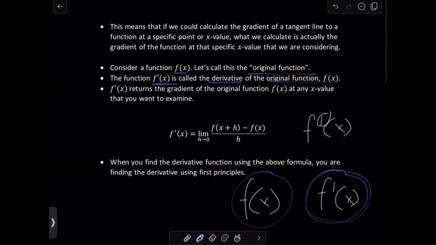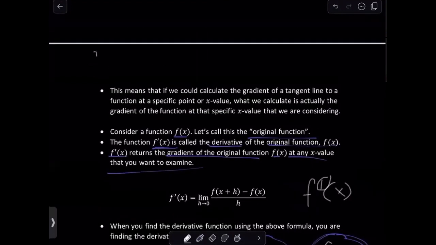Why is it so special? Why is it called the derivative? Why am I telling you all of this? f prime of x returns the gradient of the original function, which is f of x, at any x value that you want to examine. So let's say I give you the function f of x, and then you use some mathematical magic and you find out what f prime of x is. This is the derivative, more specifically the first derivative, but don't worry about that now. It's the derivative function.